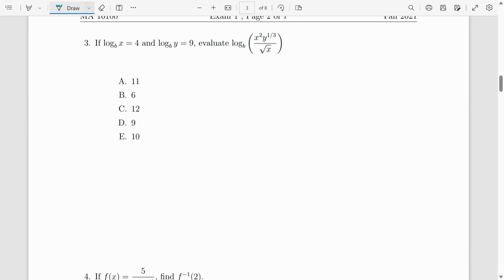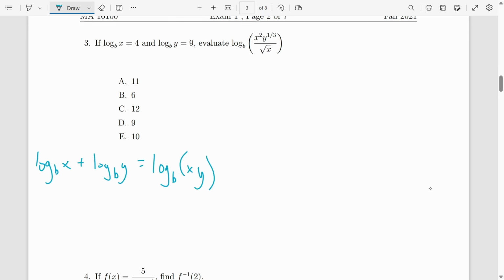So the first one is if you have 2 logs of the same base that are being added together. Actually, I should not do a and b. I should do, let's say, x and y. This just equals 1 logarithm of that base, with them being multiplied together on the inside. And vice versa. If you have 1 logarithm with something being multiplied on the inside, you can separate it into 2 logs being added together. So that's the first one.